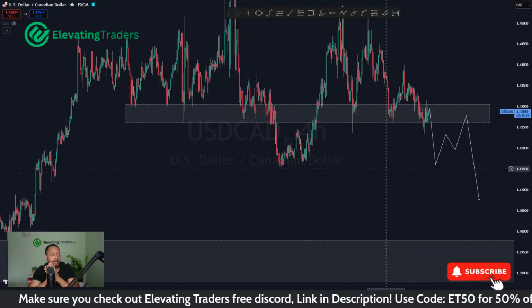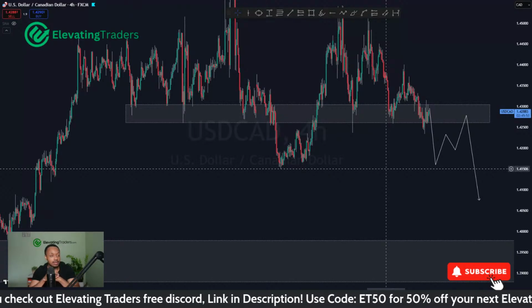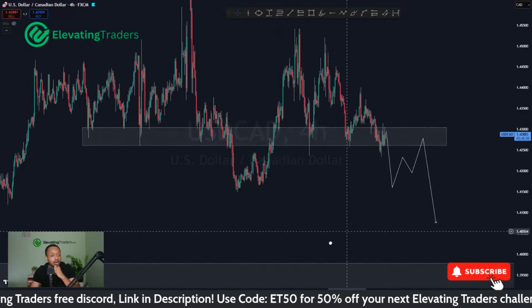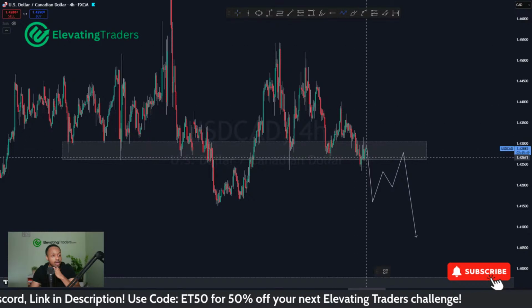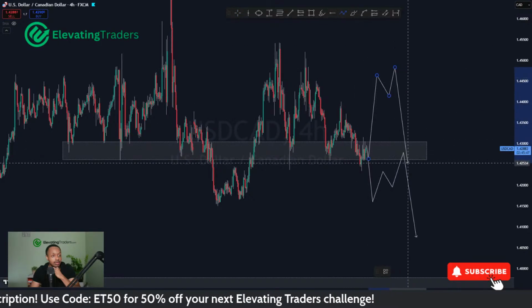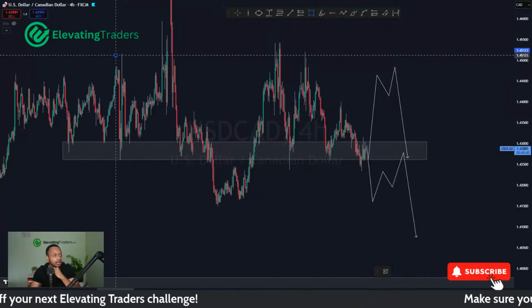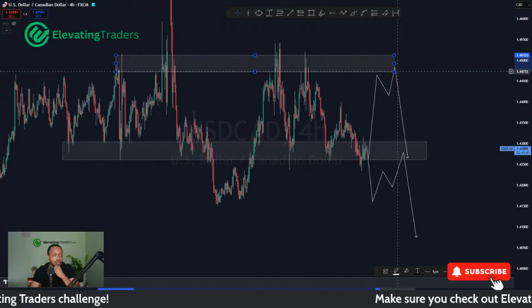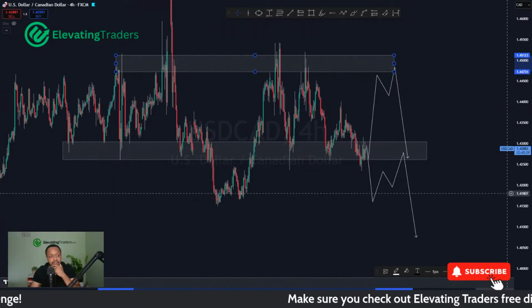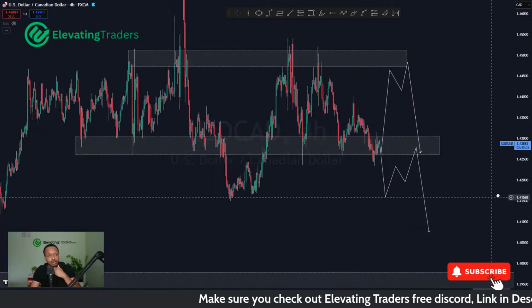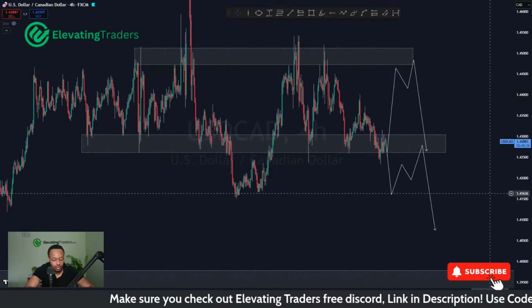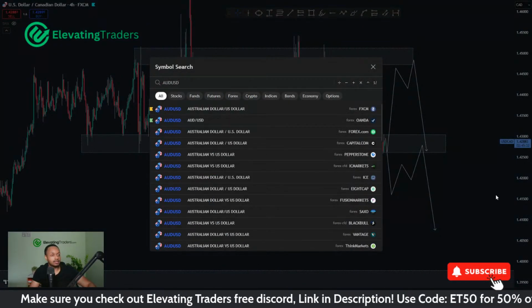But first things first, this support level needs to go, or at least if we are going to hold it, we need to push well away from it so I can find that next lower high and short it back down, and at least take profits at that level. So something like that still does interest me. But at the moment, still struggling to break through support, so not really interested in shorting Dollar CAD.